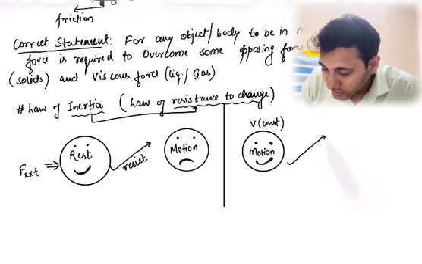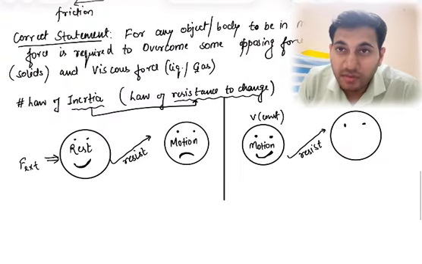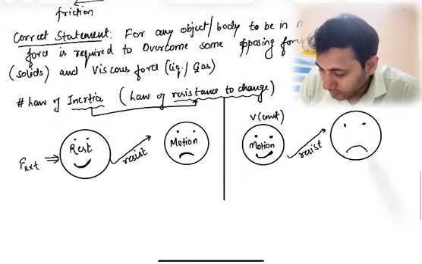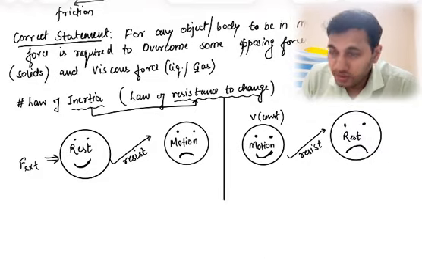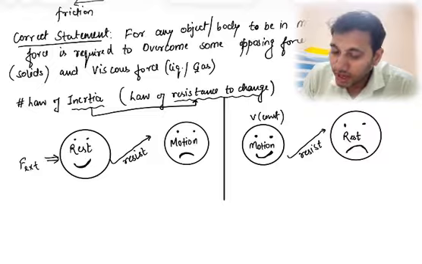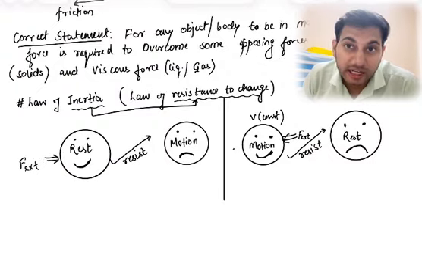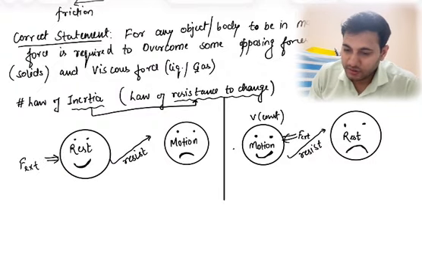Similarly, if any object is in motion, moving with a constant velocity, then it will resist coming to rest. In order to bring an object which is moving with a constant velocity to rest, a net external force must be applied to bring that object to rest.